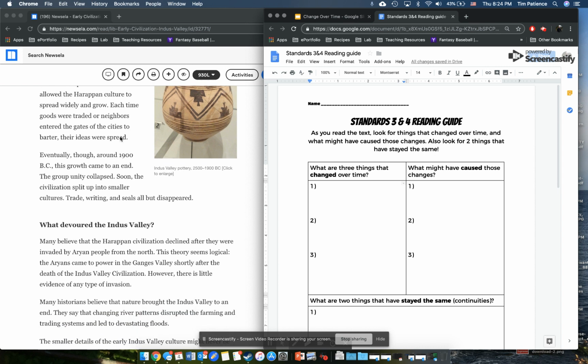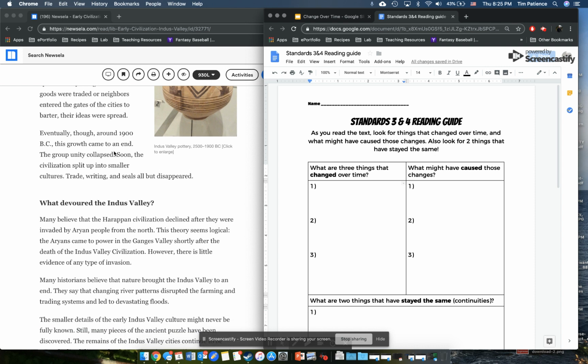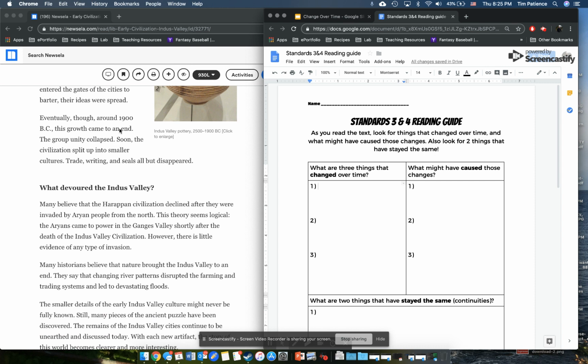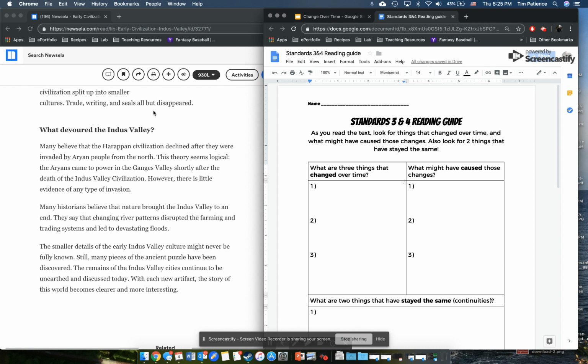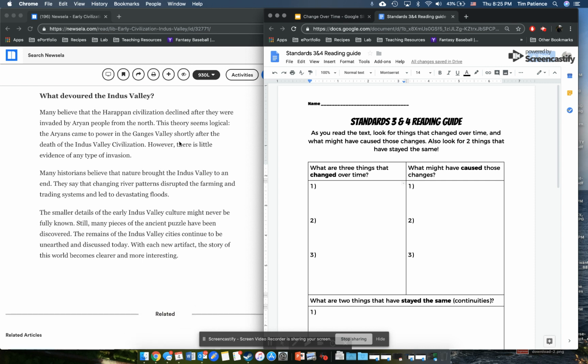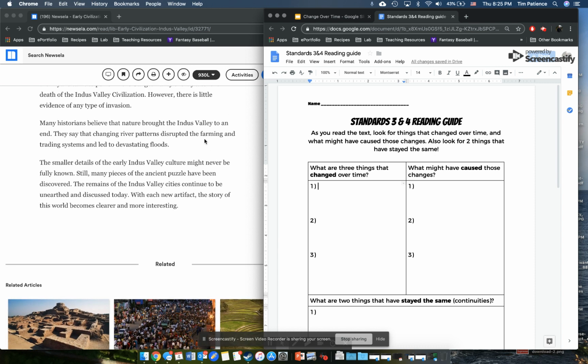Eventually, though, around 1900 BC, this group came to an end. The group unity collapsed. Soon, the civilization split up into smaller cultures. Trade, writing, and seals all but disappeared. What devoured the Indus Valley? Many believe that the Harappan civilization declined after they were invaded by Aryan people from the north. This theory seems logical. The Aryans came to power in the Ganges Valley shortly after the death of the Indus Valley civilization. However, there's little evidence of any type of invasion. Many historians believe that nature brought the Indus Valley to an end. They say that changing river patterns disrupted the farming and trading systems and led to devastating flood. The smaller details of the early Indus Valley culture might never be fully known.